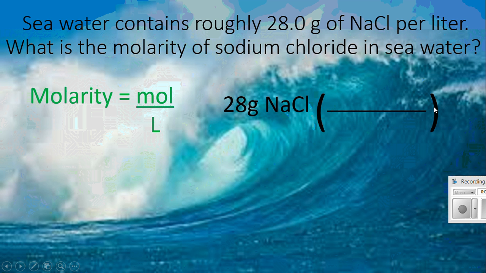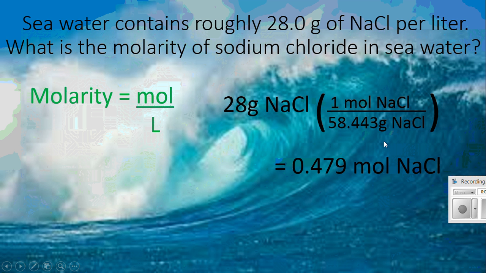According to the periodic table, the molar mass of sodium chloride is going to be 58.443 grams of sodium chloride, and that's in every 1 mole of sodium chloride. Okay. Of course, grams of sodium chloride cancel, multiply across, divide by the bottom, and we're given 0.479 moles of sodium chloride. Okay, so almost half a mole of sodium chloride.